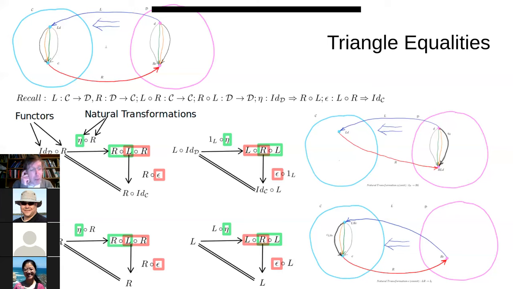I've tried to unpack them into less dense notation, and Bartosz does a good job of explaining this as well. Okay, so the triangle equalities show a correspondence between functors. And they're commuting diagrams, meaning we're trying to show that if we go this way or we go this way, we get back to the same point.